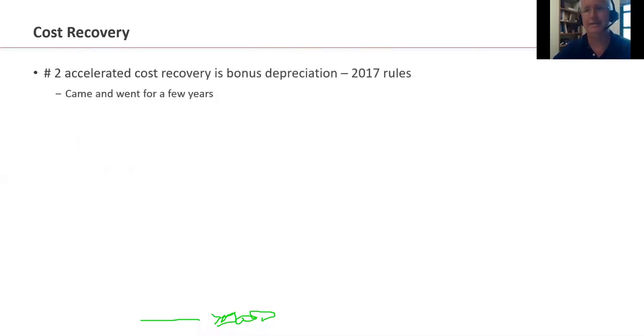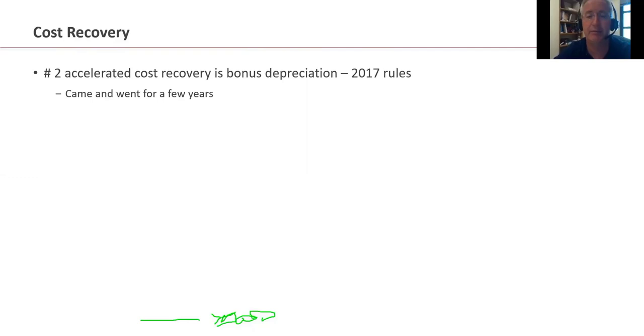Number two, right? So that's 179. And 179, I'm not going to lie, that thing's a beast. That's just brutal. It hurts deep inside to do 179 calculations. So you're going to have some of those as part of your homework. The second one is bonus depreciation.